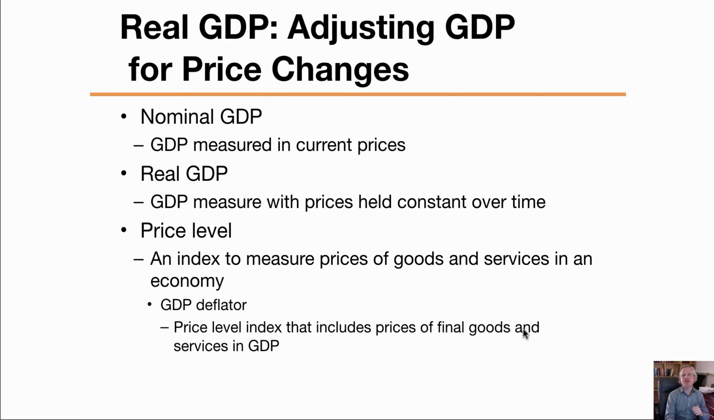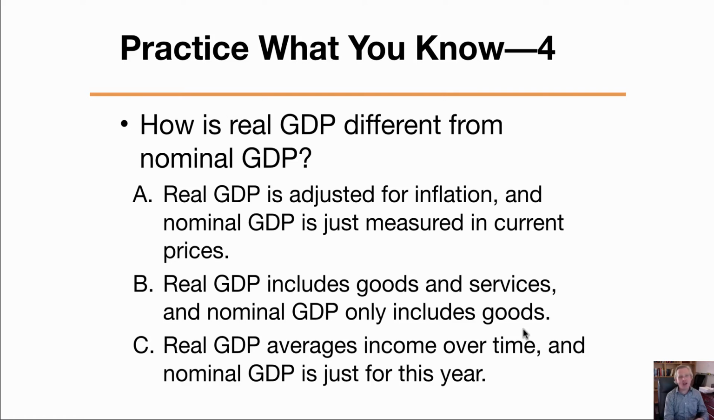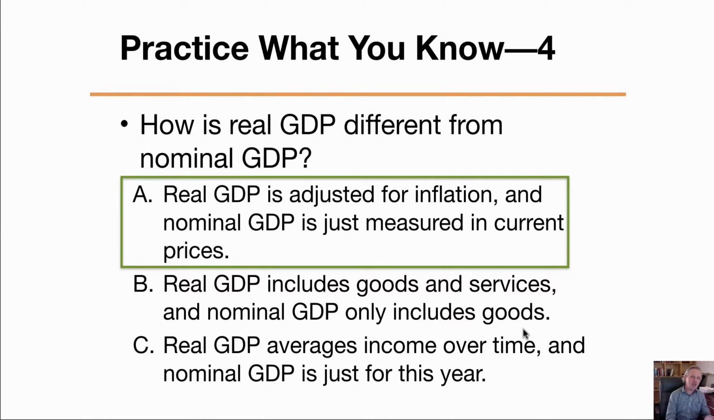There's a table in the book, and I'll provide you the information when you need it to deflate GDP. And we're going to do an example of that here in a second. So let's practice what we know. How is real GDP different from nominal GDP? Well, it's A. Real GDP is adjusted for inflation, and nominal GDP is just measured in current prices.